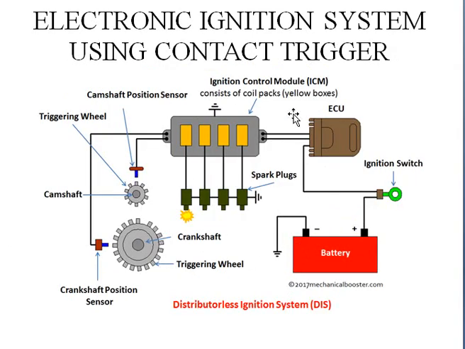Next one is electronic ignition system using contact trigger. These are the triggers. This is the camshaft, this is the crankshaft, and this is the triggering wheel. So now when this wheel comes in contact with the sensor, this is the cam position sensor, this is the crankshaft position sensor. When these two sensors give signals to the electronic control unit, it will give a signal to the ignition control module to ignite the spark plugs. Here is the battery to supply the required electric supply, and this is the ignition switch for switching on and switching off the power from the battery.